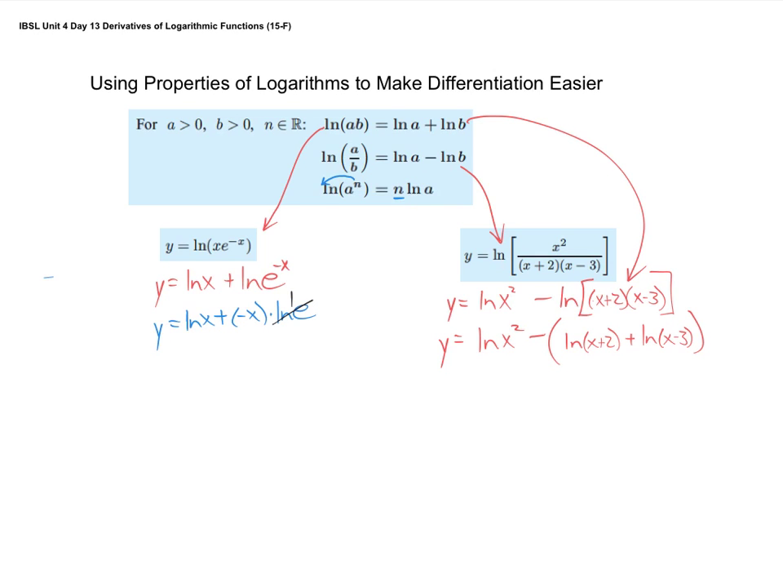So now I'm taking the derivative of ln of x minus x. Okay? Well, what's the derivative of ln of x? 1 over x. And what's the derivative of minus x? Negative 1. Minus 1. So it's 1 over x minus 1. Okay?